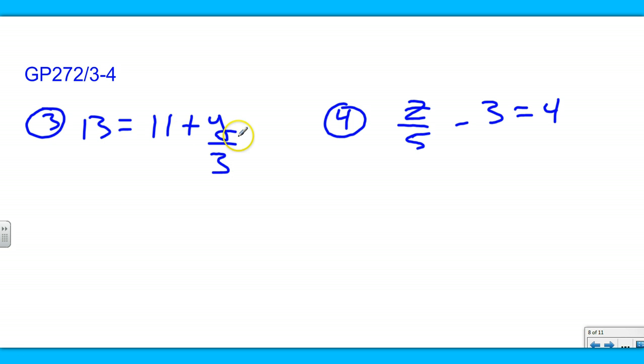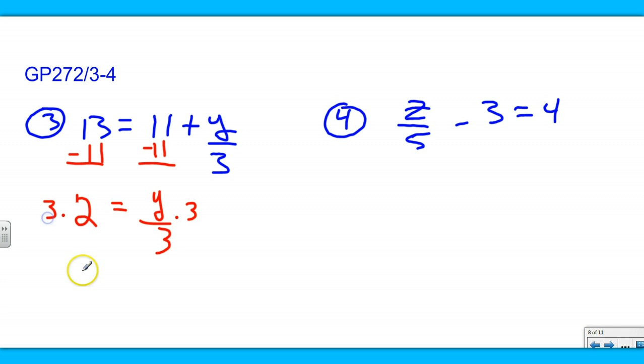Okay, so we're going to save the undoing of the division for second. We'll undo the positive 11 by subtracting 11. Negative 11 to both sides, right? And we end up with 2 equals y over 3. And y over 3, what operation again? Very good, that's division, so we will multiply by 3 on both sides of this equal sign. And 3 over 3 is 1, so we have y equaling 6.